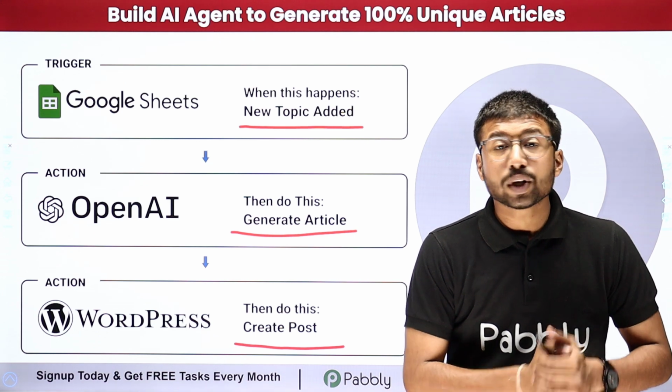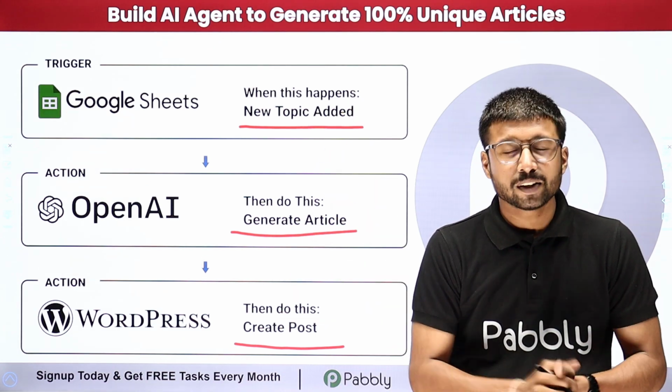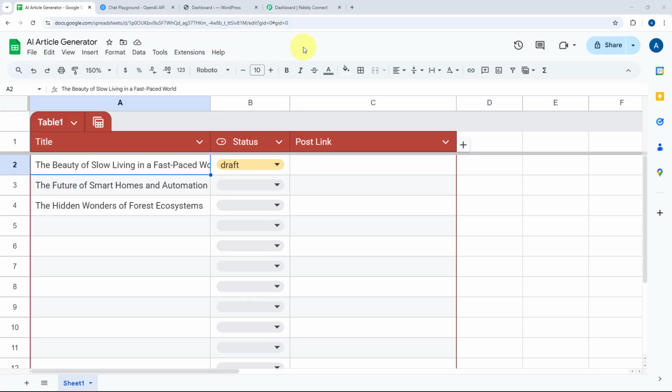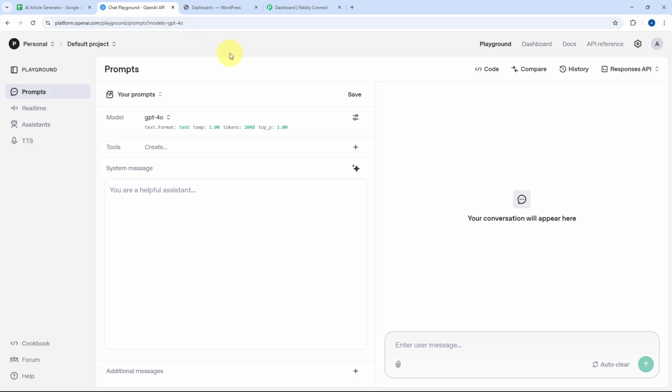Now, if you want to know how you can create this AI agent all by yourself, you just have to come with me to my screen. So as you can see, this is my Google spreadsheet in which I'm entering the title of the article and selecting the status. Now, I want to build an AI agent in this video which will take the title and the status of the article from this Google Sheet. Then this AI agent will send the same title to OpenAI or ChatGPT or our AI platform, and using it, we are going to generate a 100% unique article.